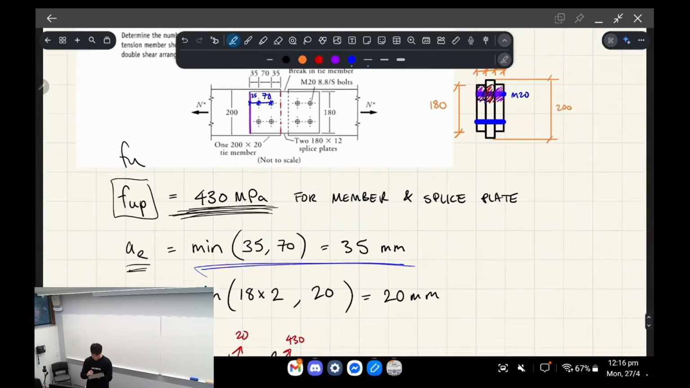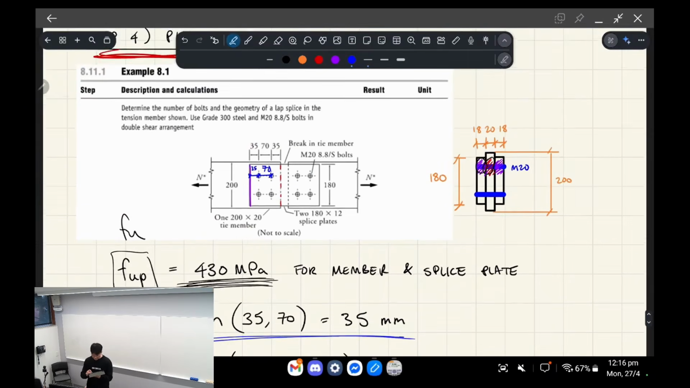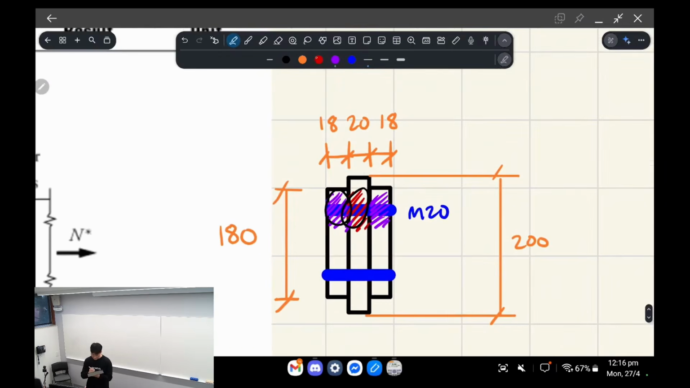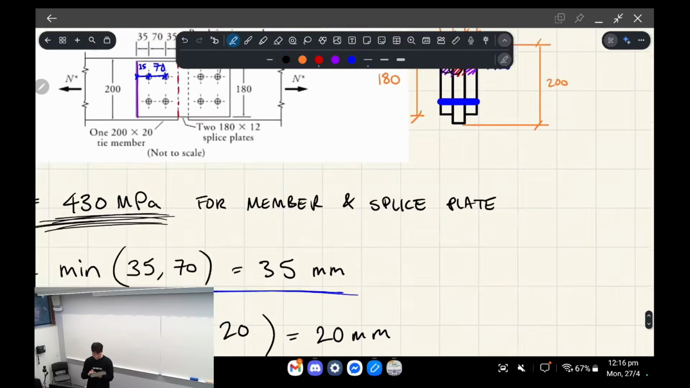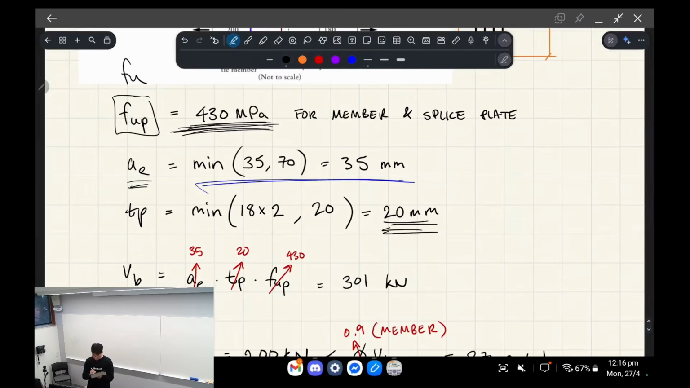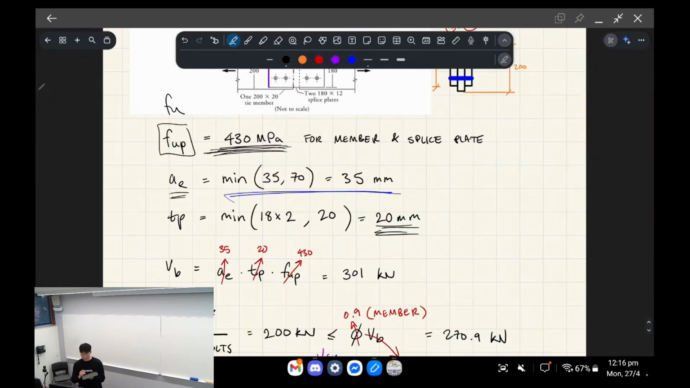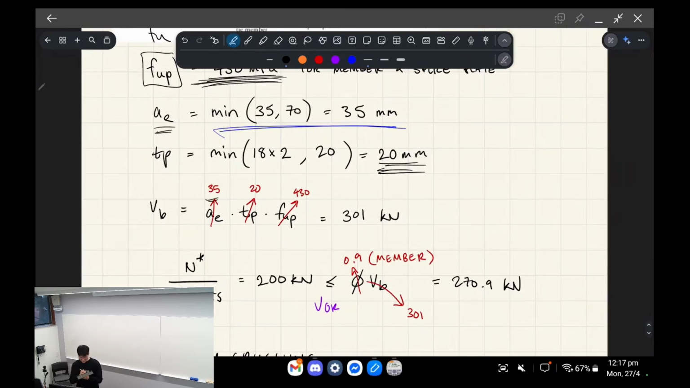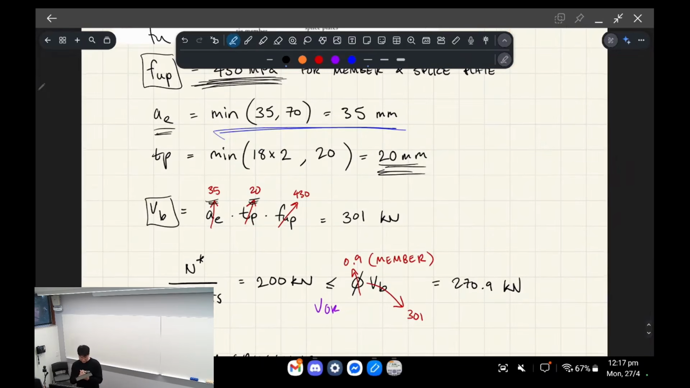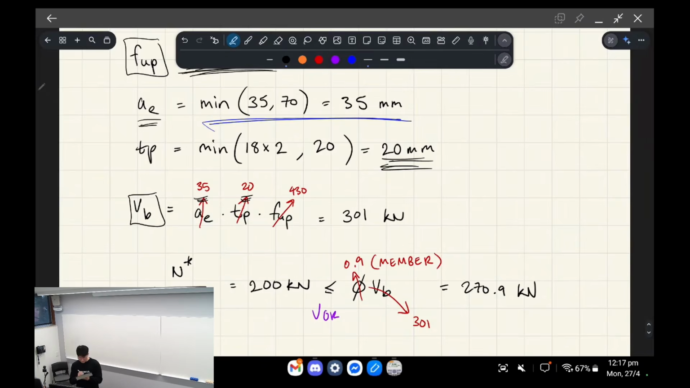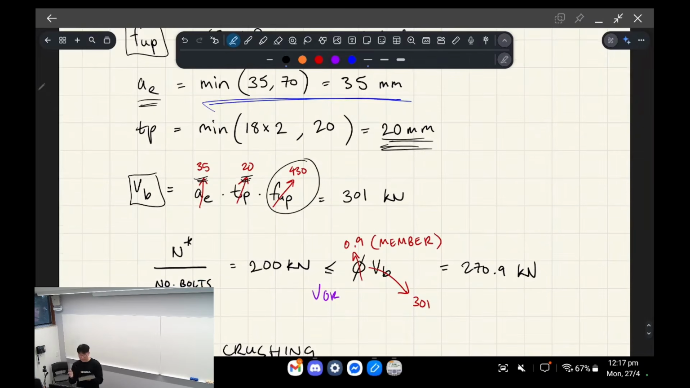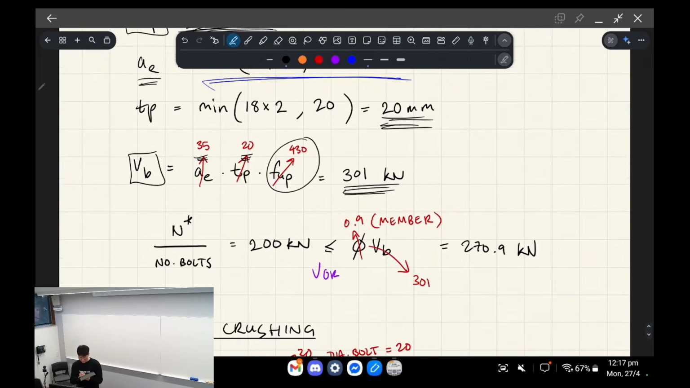Right, and that's 35. And you also take the thickness of the plates, okay? So the first thickness you would check is 20, and the second thickness you would check is 2 lots of 18. Because the 2 splice plates are always going to be acting together, you basically have to account for the thickness of both of them before they rip out. So the minimum of that would be the member itself's thickness, which is 20. So you plug all these things into this formula. This is your ply tear out capacity. You multiply it by the ultimate steel stress, and then you get 301.